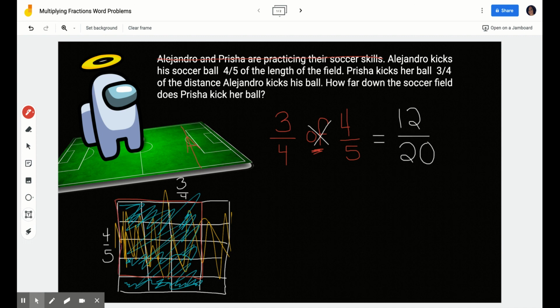So that would give me my numerator. If I counted these boxes, we have 1, 2, 3 by 1, 2, 3, 4. So 3 by 4 would be 12 out of 5 rows, 4 columns, so 12 out of 20. That's how we got that product there.